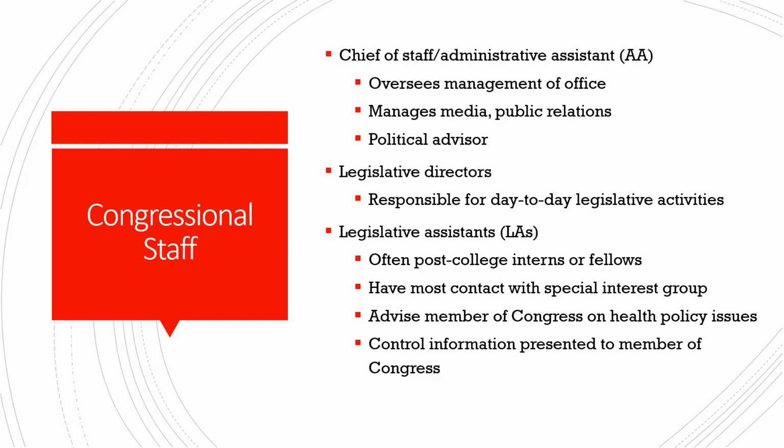So now let's talk about what exists in the hierarchy, or shall I say, in the framework of the congressional staff. So you will see that there is a chief of staff, right, or their administrative assistant. This is the individual who oversees the management of the office. They manage the media, the public relations, the public advisors. These are very important people in the process if you would like to have your voice heard. Oftentimes, the chief of staff can be the individual who can bring your concern, your issue, your desire, your voice to your legislator or your representative.